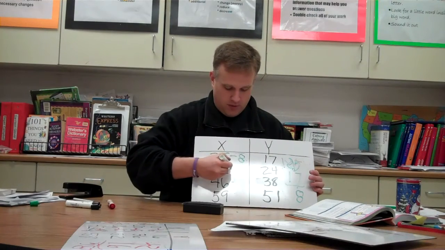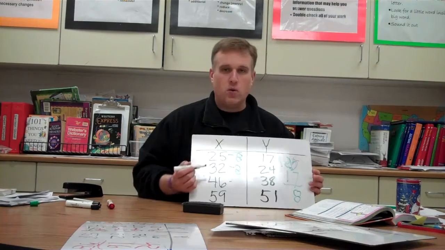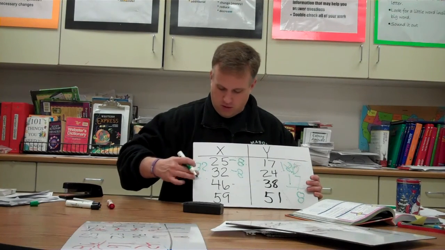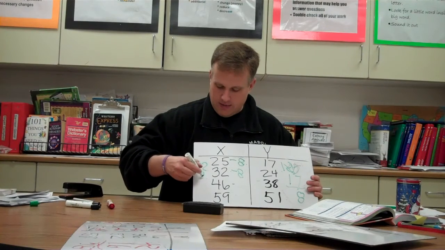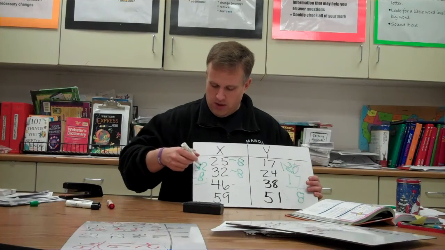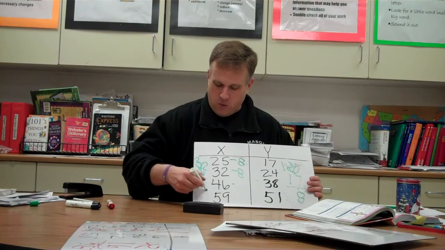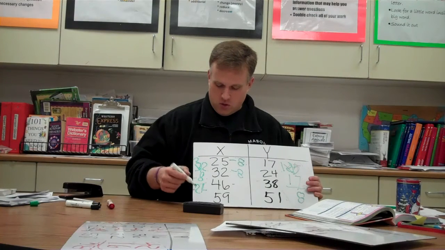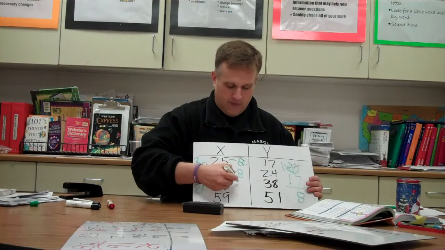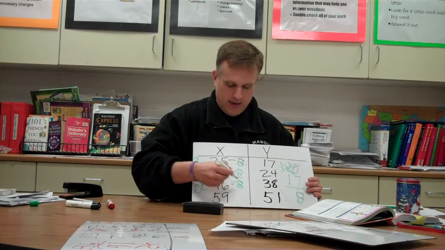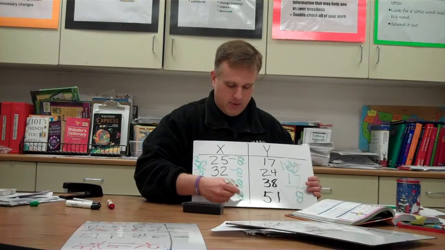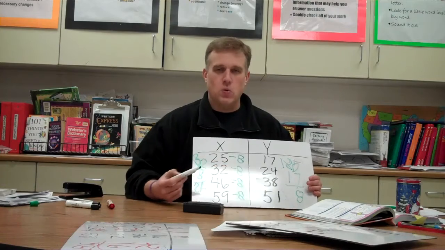So I'm going to try it for the next one. 32 take away 24. 32 minus 8. Can't take 8 from 2, so this becomes a 2. This becomes a 12. 12 take away 8 is 4. And 2 take away nothing is 2. So it's 24. So 32 minus 8 is 24. Now if I would do that for the next one, minus 8, it would work. 46 minus 8 is 38. And if I did it again at the bottom, 59 minus 8 is 51.